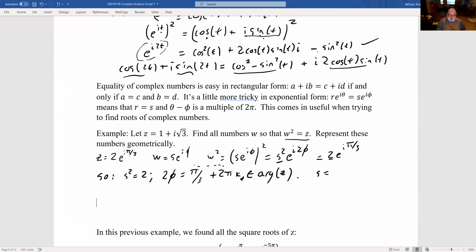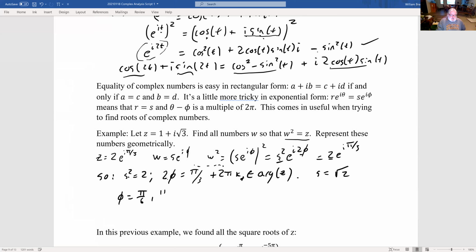Well, s is square root of 2, so that's not too hard, right? And we always want s to be positive because it's the modulus of w, so it's got to be positive. So what does phi have to be if we try and solve this for phi? So phi could be, if we take this equation and divide it by 2, pi over 6. That's what we get when we take k equals 0.